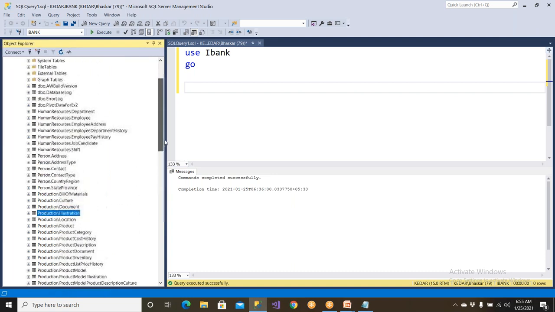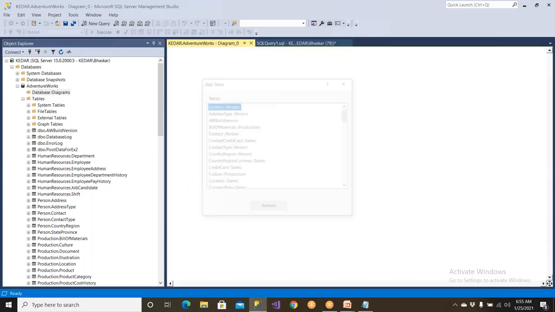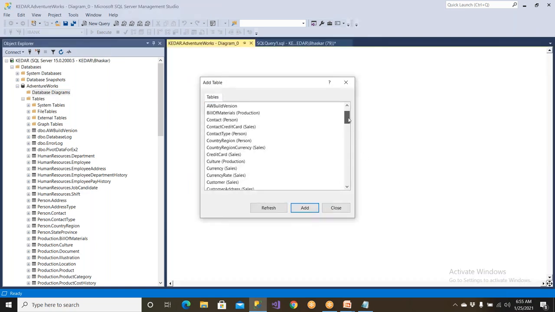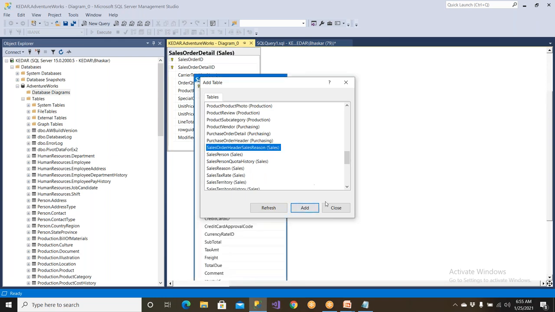If you wanted to know, you can have database diagrams. This is what you need to look into. So you go here and right click on new database diagram. For example, your manager says that you use the customer table and use a sales table, sales order detail, and you use sales order header.